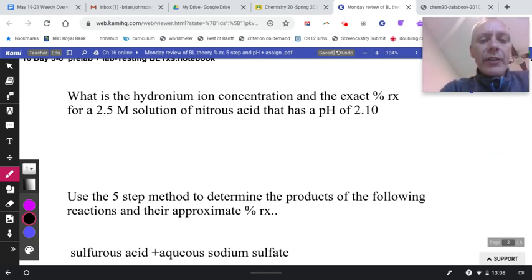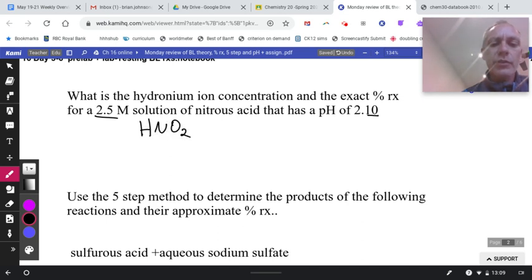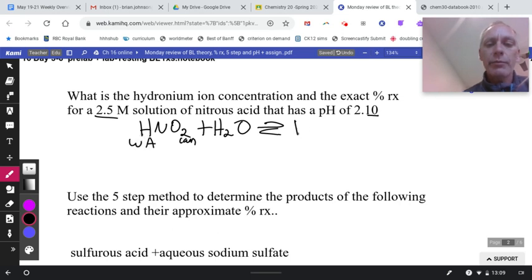Okay, what is the hydronium ion concentration and the exact percent reaction for a 2.5 mole per liter solution of nitrous acid that has a pH of 2.10? That's a lot of information. 2 decimal places, 2 sig digs. Okay, nitrous acid, HNO2. Nitrous acid in water does not react 100%. It's a weak acid, so it's stuck in equilibrium.